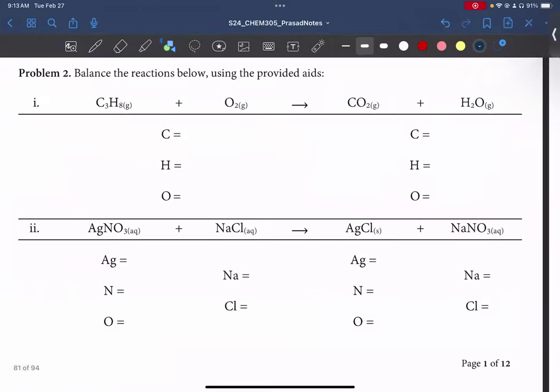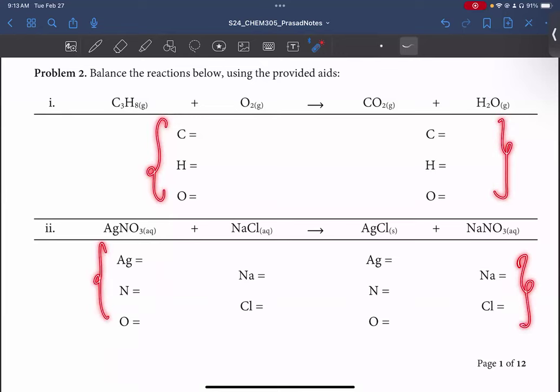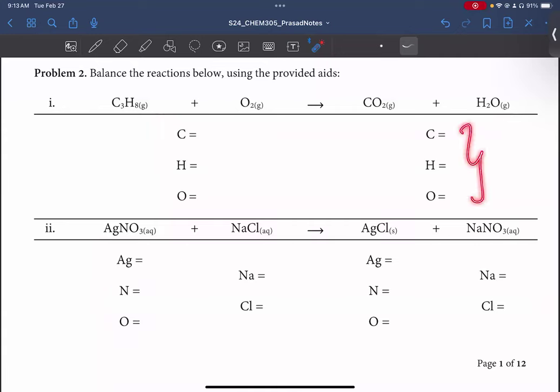Okay. We're moving on to problem two. We're balancing the reactions. Please note that I have already provided all of the necessary state symbols. I have already predicted the products. The sole focus of this section is to balance. You'll also notice under each reaction, I've provided you with aids. It's to force you to take the step-by-step method like we did, but ultimately speaking, these are optional. If you can do it in your head, by all means do it.